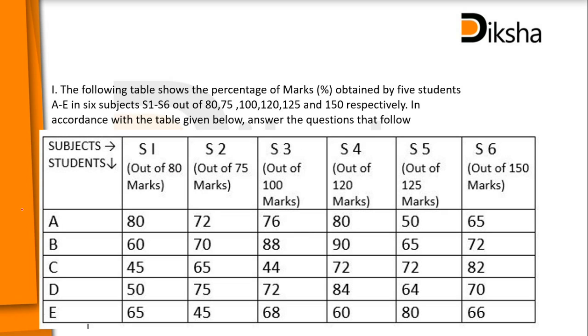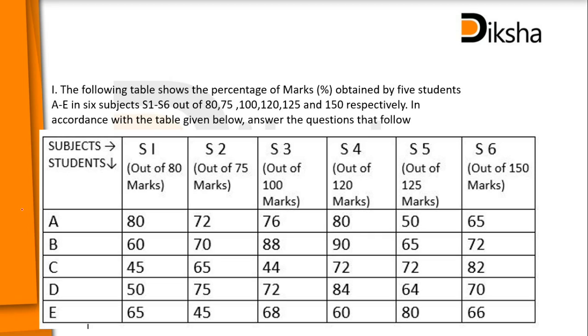The following table shows the percentage of marks obtained by 5 students A to E in 6 subjects S1 to S6 out of 80, 75, 100, 120, 125 and 150 respectively. In accordance with the table given below, answer the questions that follow. First of all, you should understand that there are 5 students A, B, C, D, E and there are 6 subjects.